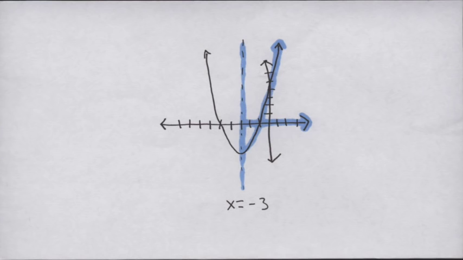On what side, or over which interval, is the graph increasing?